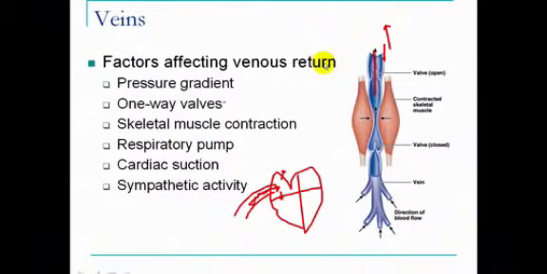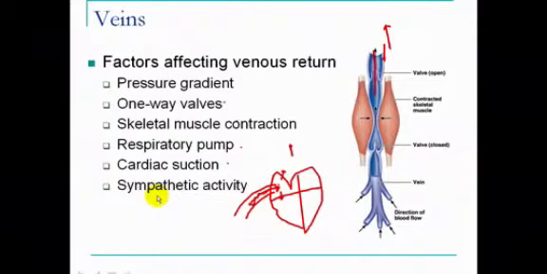The other thing is what we call the respiratory pump, which is breathing basically. As you breathe, you change the volume of your thoracic cavity, and that's the same thing we talked about with the heart. When your thoracic cavity expands, it sucks fluid up into the thoracic cavity. Cardiac suction is what I already described. Cardiac suction is when the atria relax and suck fluid in.